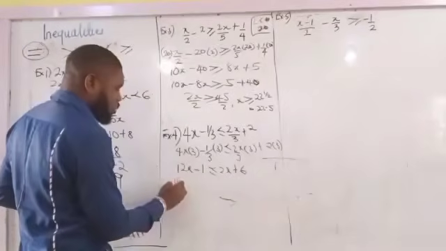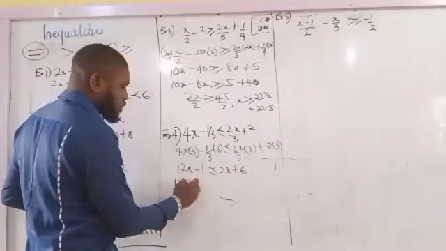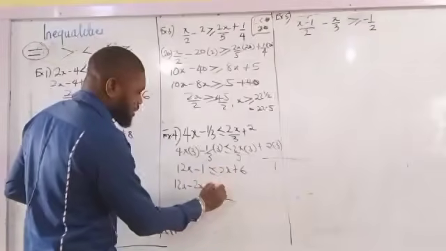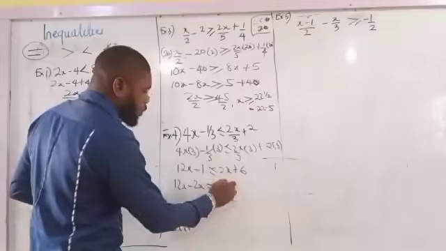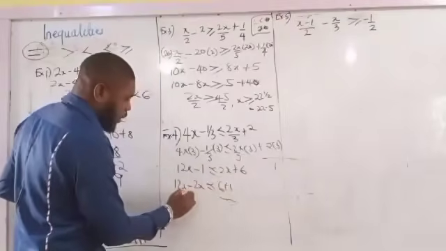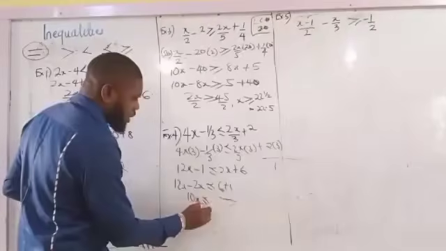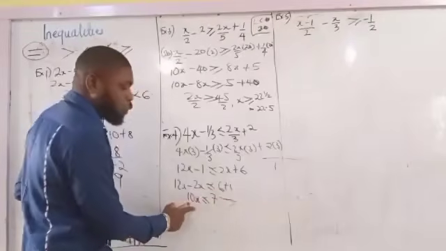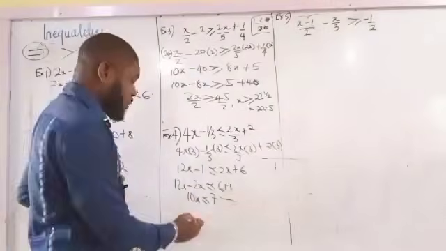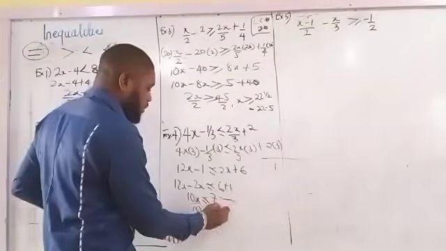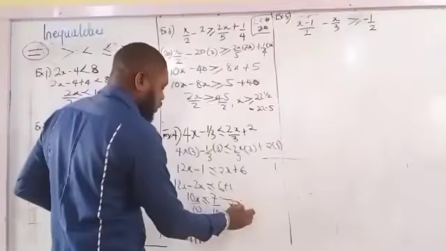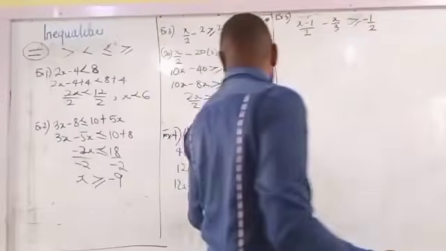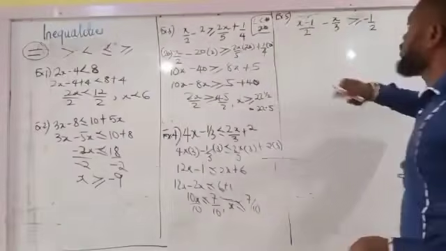So taking like terms, I'll have 12x. The 2x over here becomes minus 2x. Minus this positive 2 over here becomes minus 2. You have 6. Minus 1 over here becomes plus 1. So if I subtract, I'll have 10x less than or equal to 7. Now, dividing both sides by the coefficient of x, which is 10, I'll have x less than or equal to 7 over 10. So that is the answer for example 4. And also example 5.